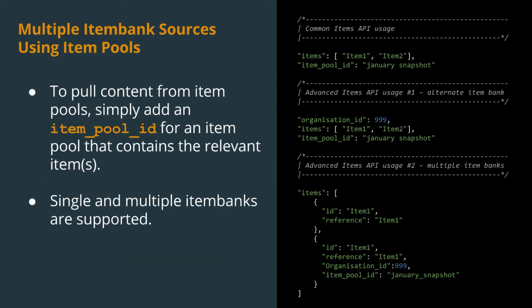Just a real quick look at the snapshot. This is just revisiting the same slide. You'll see that now, even in the simplest use of Items API, we're simply adding an item pool ID. So we're pulling the simple item 1, item 2 from our default org using that pool. We can pull the entire assessment from another organization, and then of course we can still specify item specific so that we can get one item from our default org and perhaps another item from another org and even from an item pool in that org. So we're just adding one more property, which is the item pool ID.